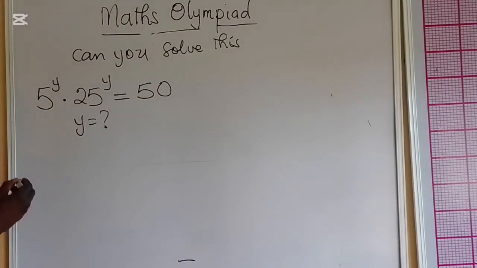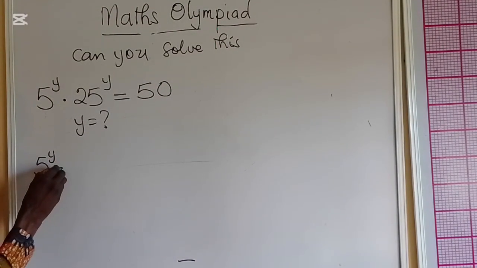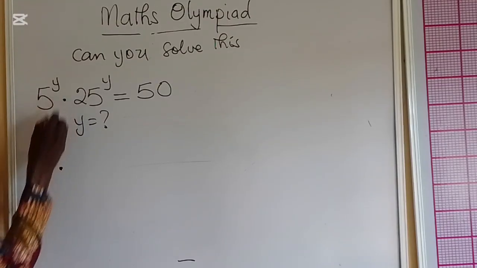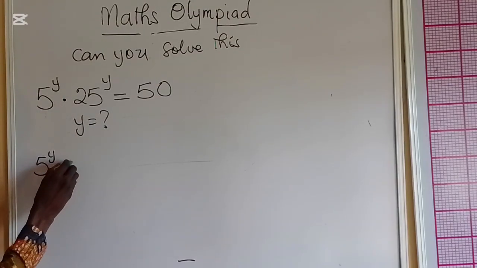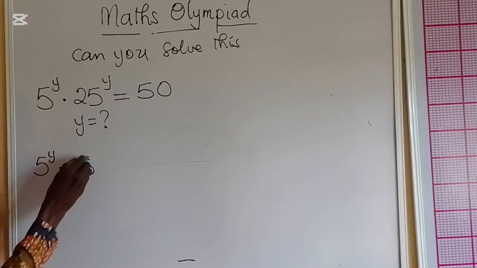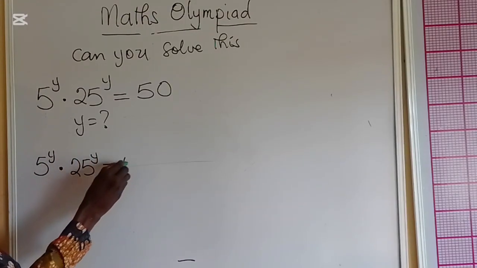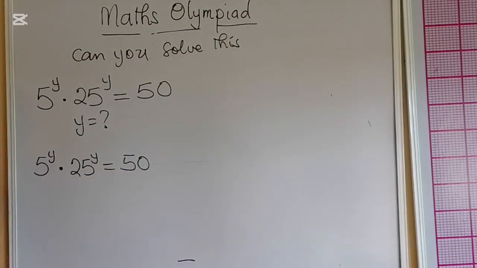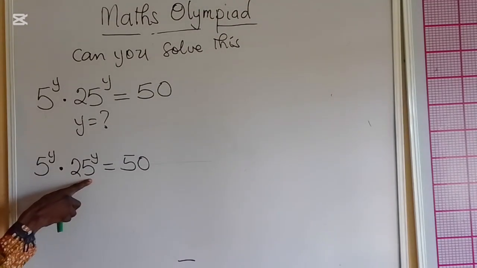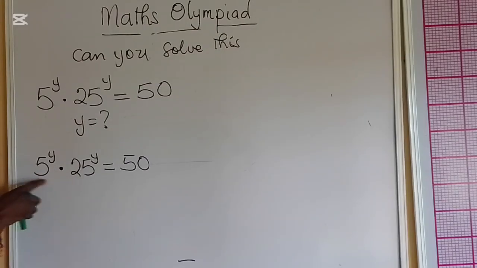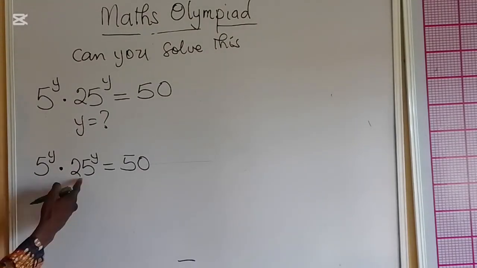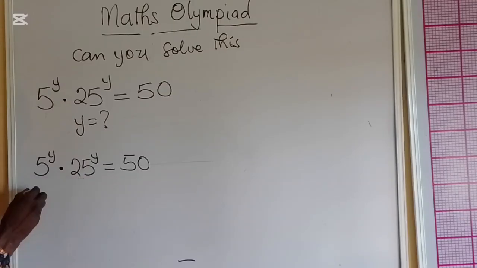Now, it says: if 5 raised to power y, dot means this dot you see, it means times, 25 raised to power y is equal to 50. Here is 5. Let me express here in the same 5. So here we have 5 raised to power 2, that will give us 25.